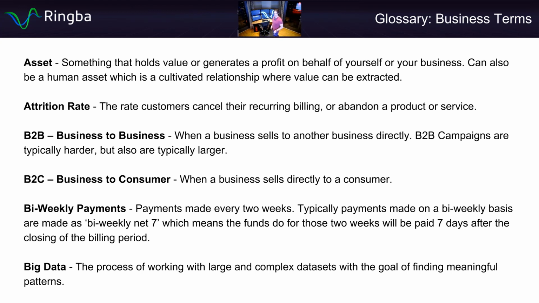Biweekly payments. These are payments that are made every 2 weeks. Typically, payments made on a biweekly basis are made as biweekly net 7, which means the funds due for those 2 weeks will be paid 7 days after the closing of the billing period. So you have 2 weeks worth of commissions, and you're paid those commissions 7 days after the close of that 2-week period. So you're getting paid twice a month, but there's a 7-day delay on each of those payments.